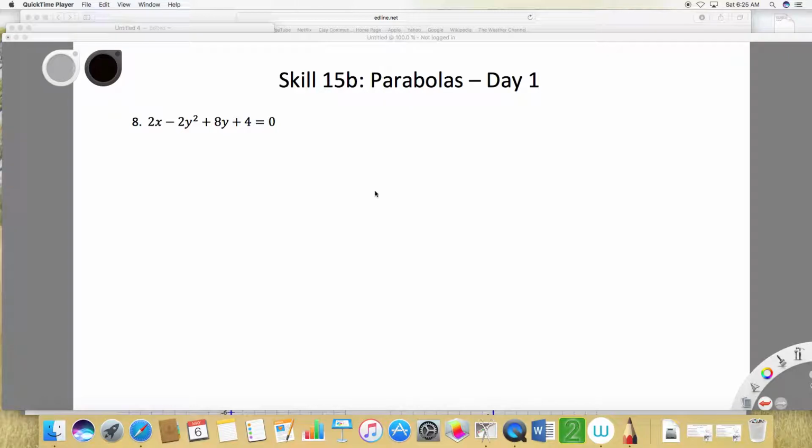Since y is being squared, the graph of this parabola will either open to the left or open to the right, depending upon the value of p. So we need to rewrite this in standard form. The first thing that I notice about this equation, all of the numbers are even, so we can divide everything by 2. Let's do that.